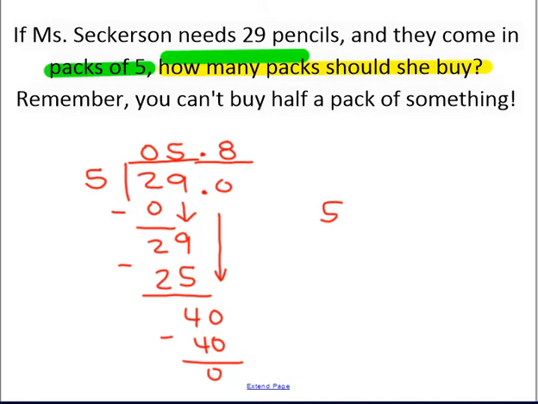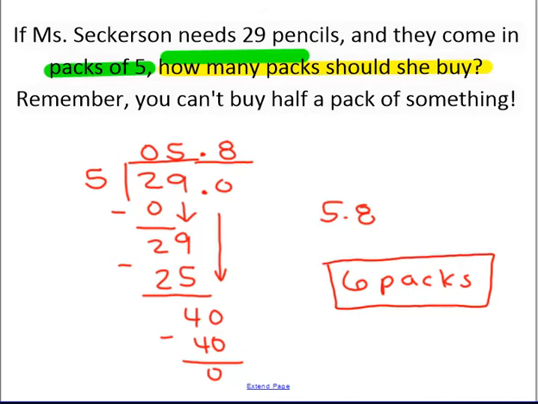Now, it says that Miss Eckerson needs 5.8 packs, but you cannot go to the store and buy 5.8 packs of something. So she is going to need 6 packs. But here's the thing. Some people are going to think, well, she needs 6 packs because this 0.8 rounds up to 6. But that's just not the case.